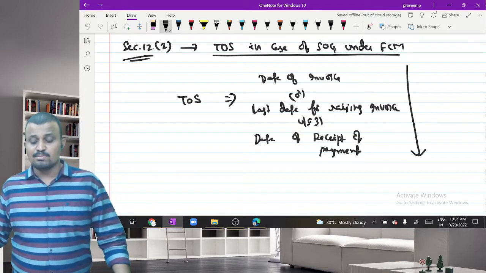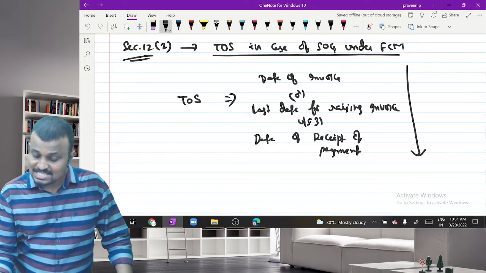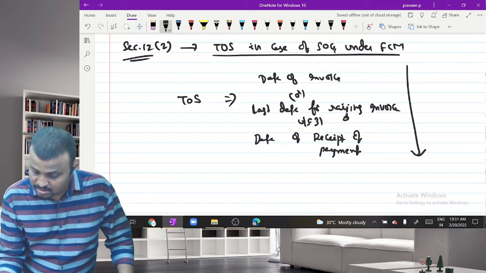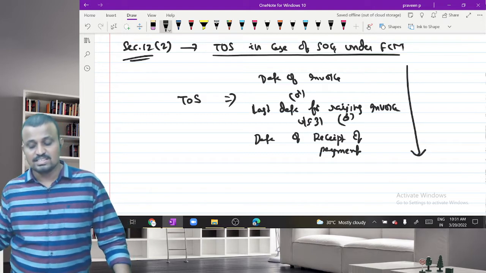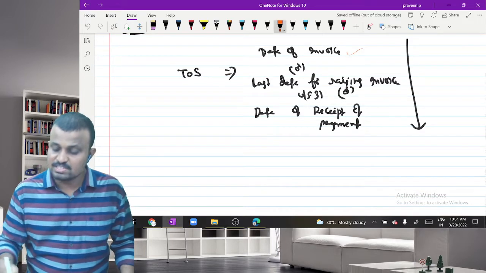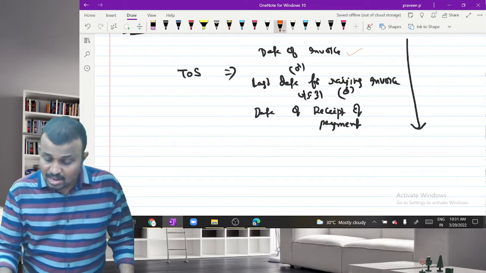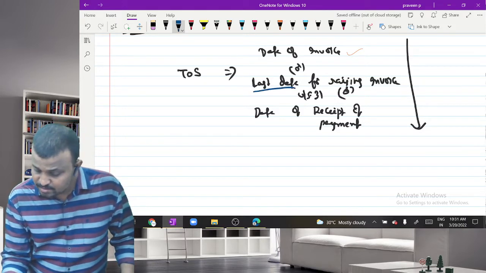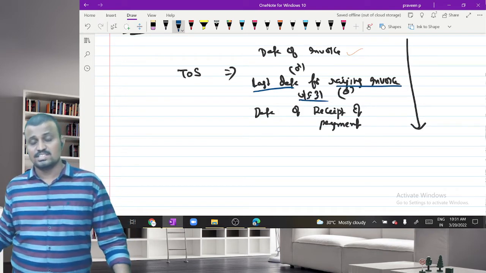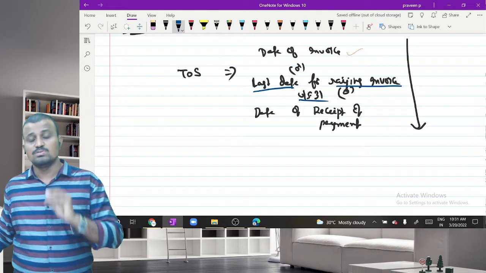Okay, so the time of supply in case of supply of goods is nothing but the date of invoice or last date for raising the invoice under section 31, or date of receipt of payment, whichever is earlier. Here, what is meant by date of invoice? Date of invoice is nothing but the date on which the invoice is raised by the supplier. And coming to the last date for raising the invoice under section 31, that we will discuss in tax invoice, debit note and credit note.